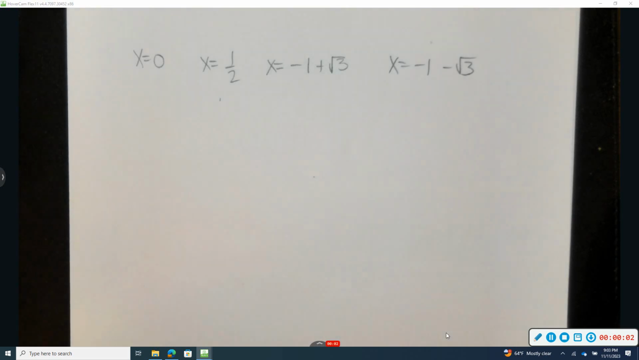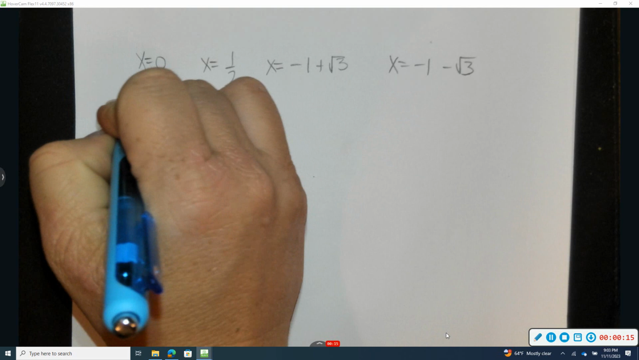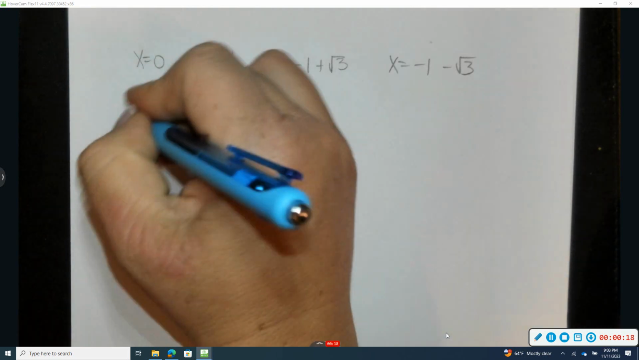Okay, let's look at, it should say 16, but it is misprinted as 26. So let's look at number 26, the last problem from this assignment, which is synthetic division number 2. And we want to write a polynomial function containing the following zeros.